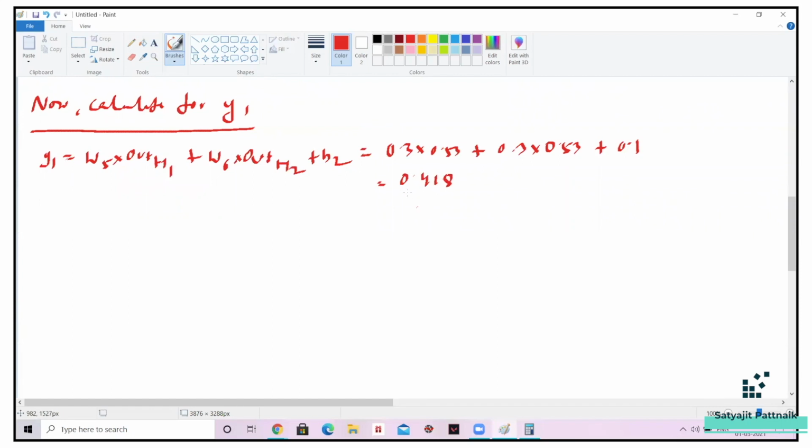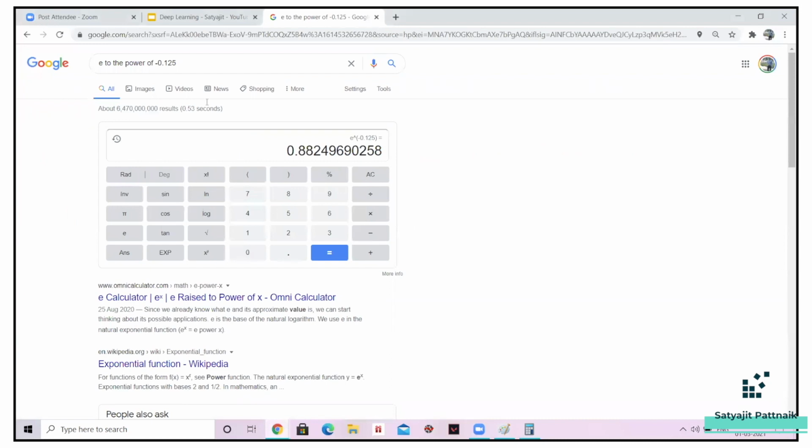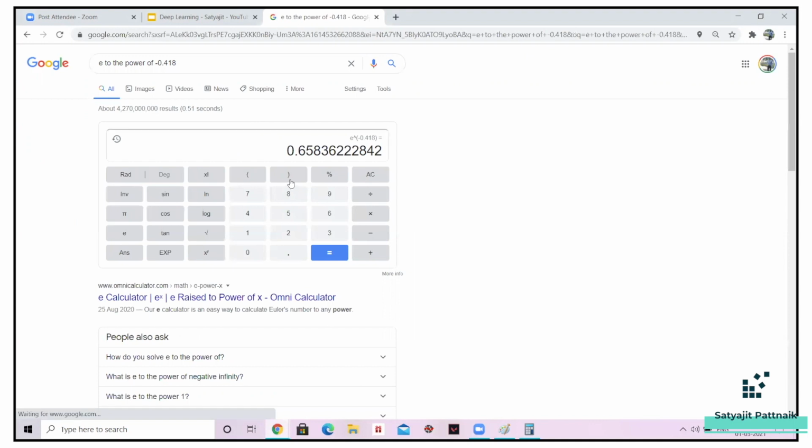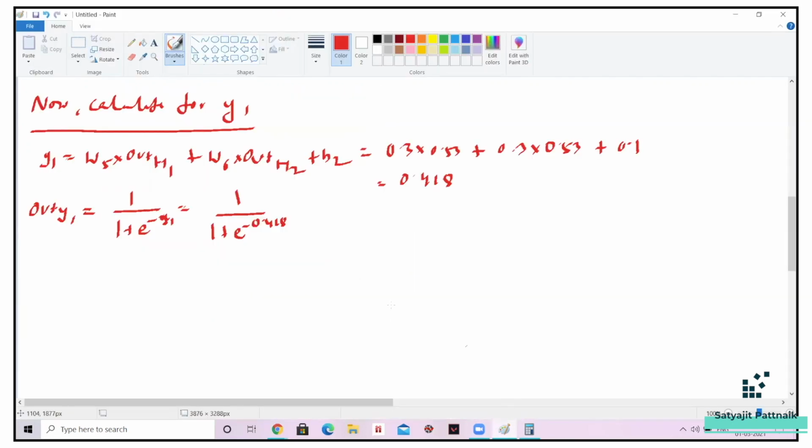That's the Y1 value. So what will be the output of Y1? In the output layer we also have the sigmoid function. So that will be 1 by 1 plus e to the power of minus x, which is minus Y1. So 1 by 1 plus e to the power of minus 0.418. We'll take help again. e to the power of minus 0.418 is 0.65. So we do 1 divided by 1.65. That is coming as 0.6. So the output of Y1 is 0.6.